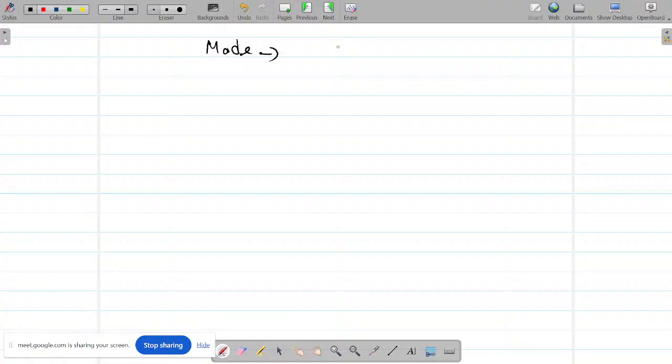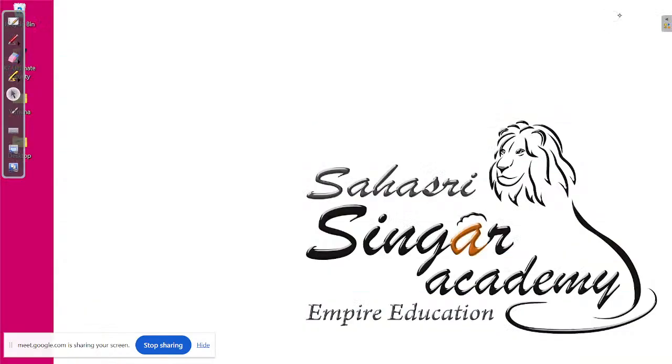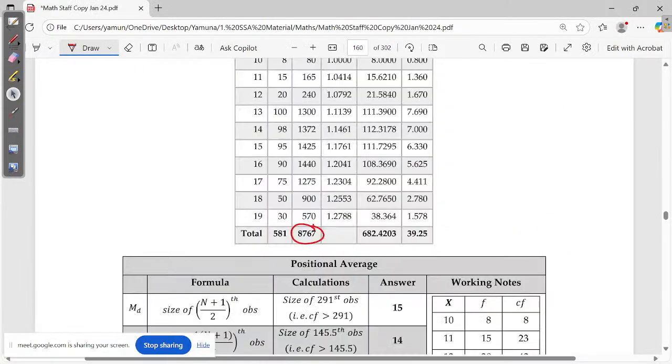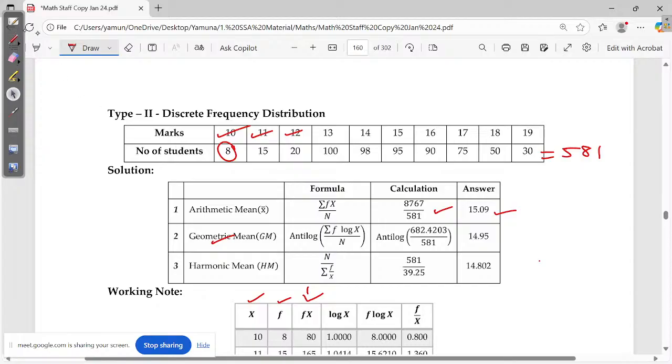Actually, there are so many methods to find the mode value. First method is by location. By location means seeing the value you can easily identify. For example, in our question, what's the modal value? Modal value from our question. See, directly seeing the answer you can identify, right?